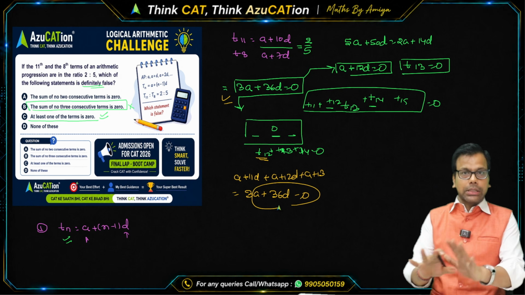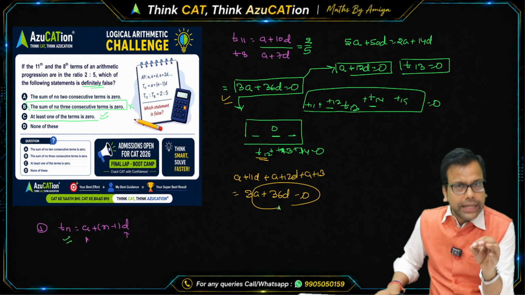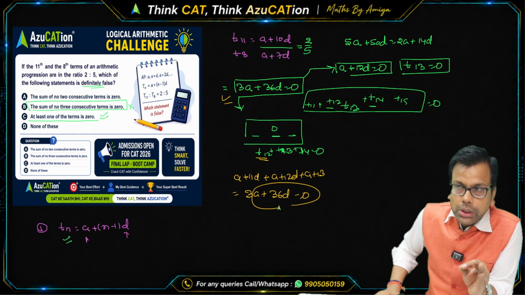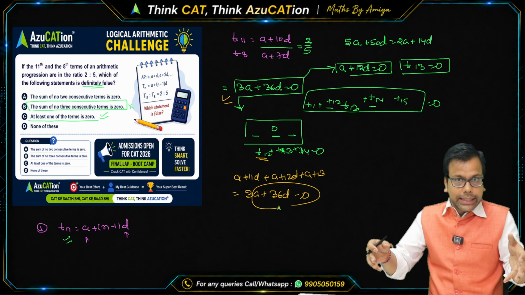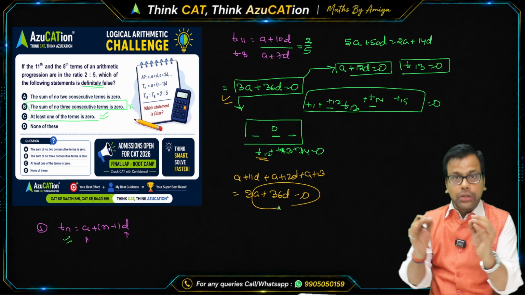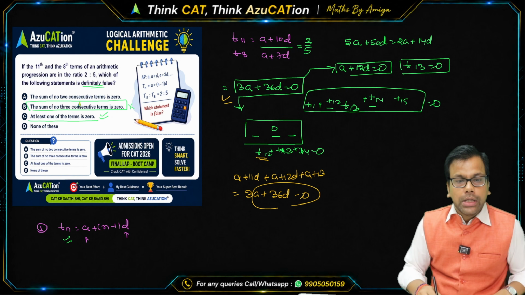Yeah, basic concept. The concept is quite simple. If any term of an AP is 0, then 1 left and 1 right sum is 0, 2 left and 2 right sum is 0, because this is the middle and average term. So this statement is correct and cannot be the false one. So our answer is option B.